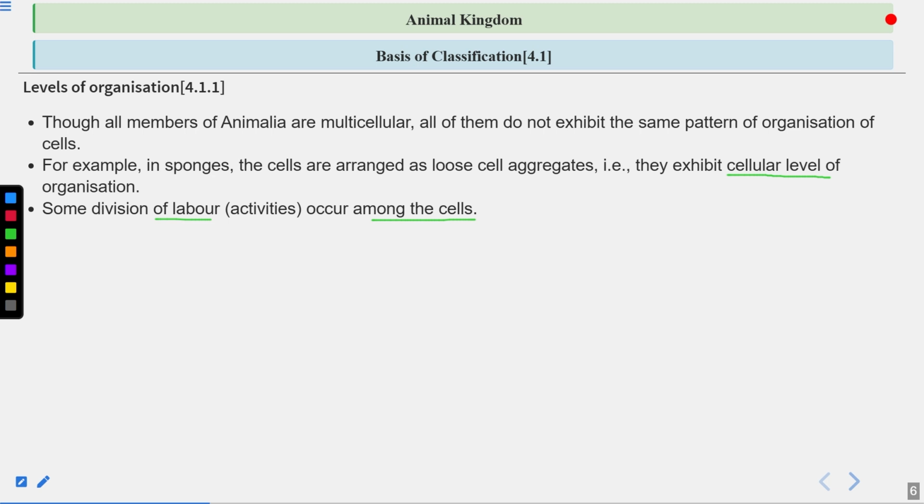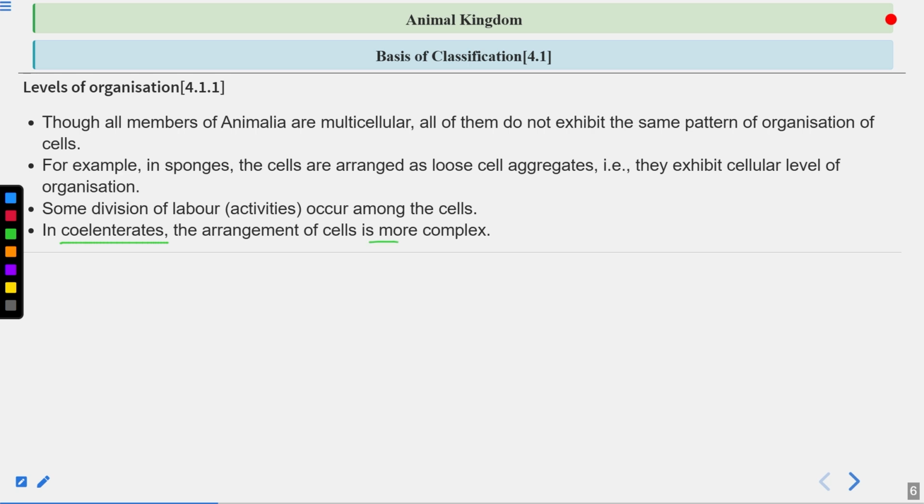This is a very, very important characteristic. We are studying the level of organization, the first fundamental feature. And the lowest level of organization is the cellular level. Where do we see it? In the sponges, Porifera, the first phylum. Now, Coelenterata is the second phylum.